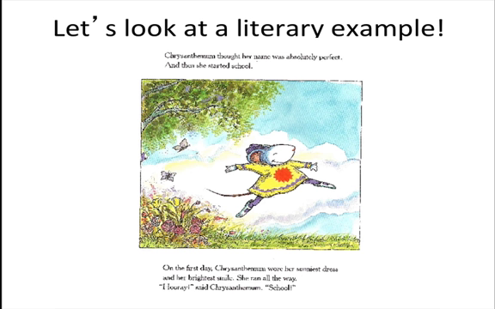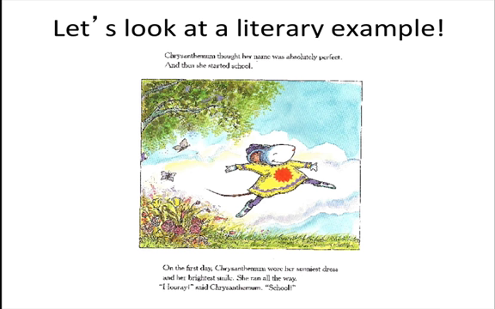All right, let's look at a literary example. This comes from a story called Chrysanthemum, and this is the first page of this children's book. And it says, "Chrysanthemum thought her name was absolutely perfect, and then she started school." The text at the bottom is less important. The picture itself is of a little mouse. She's leaping, she's outside, she's clearly happy. I can tell that because of the way that her face is framed, the way that she's got her eyes closed and she's smiling gleefully. Her chin is elevated. She looks happy.